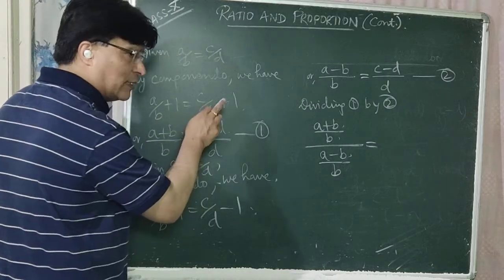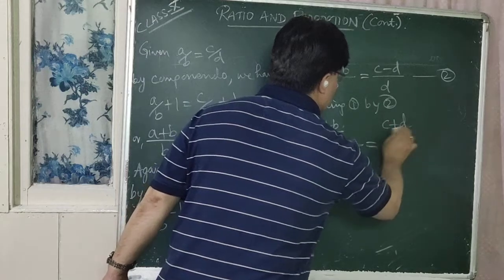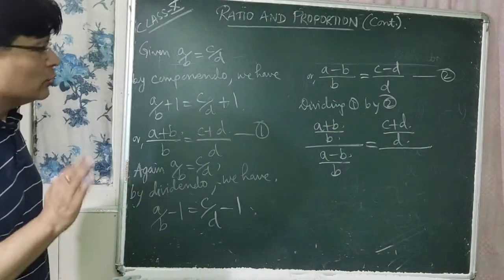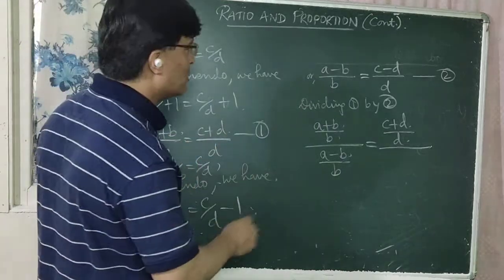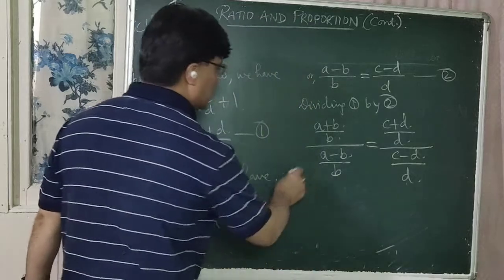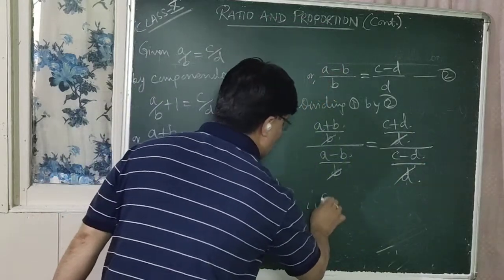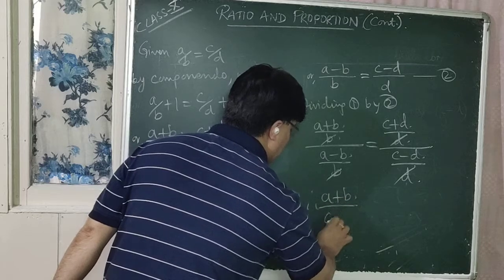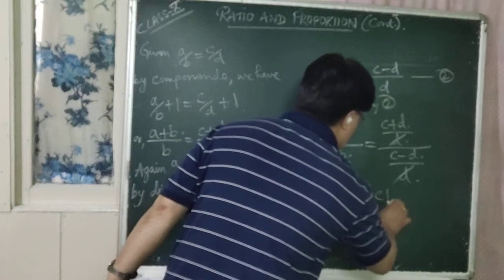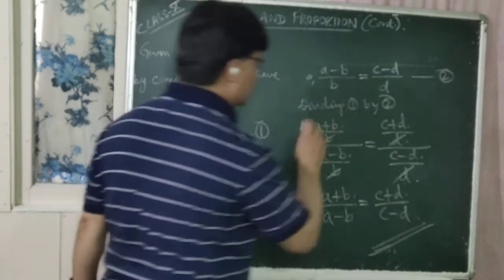side of number 1 in the numerator. That is on the right hand side. C plus D divided by D, divided by. So in the denominator, you should write the right hand side of number 2. That is C minus D divided by D, right? So here B gets cancelled, here D gets cancelled. So what do we get? A plus B divided by A minus B, which is equal to C plus D divided by C minus D. So it is proved.